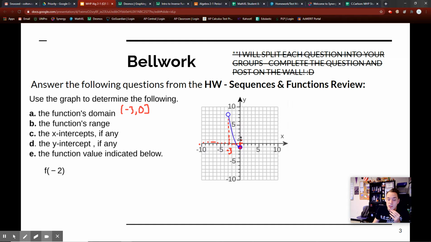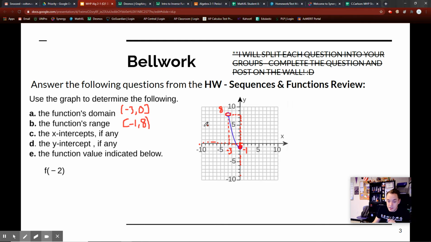What is my range? Bottom to top. So it starts existing from my range at -1. This is the -1 right here. As I go up, it stops existing, and that's 6, 7, and 8. So stops existing right here at 8. So brackets, -1, comma, 8, parentheses, because it's an open dot.